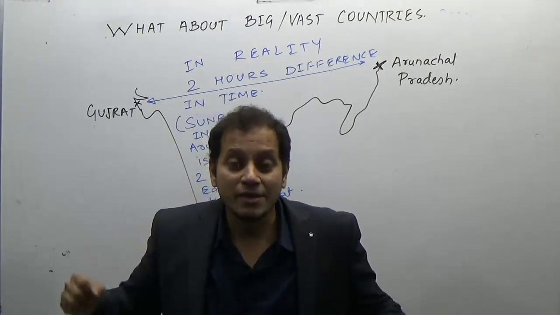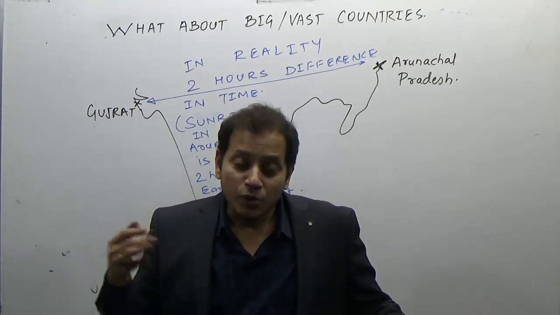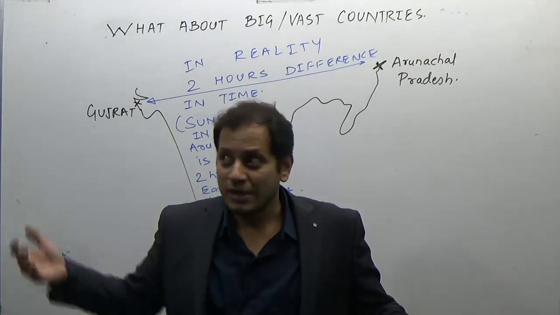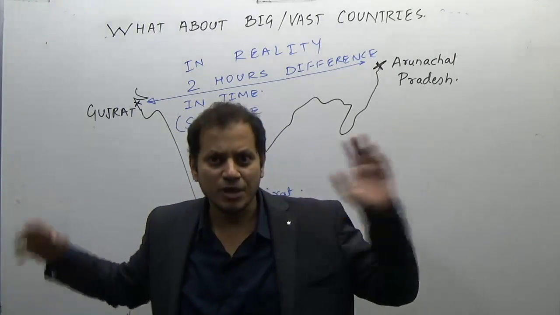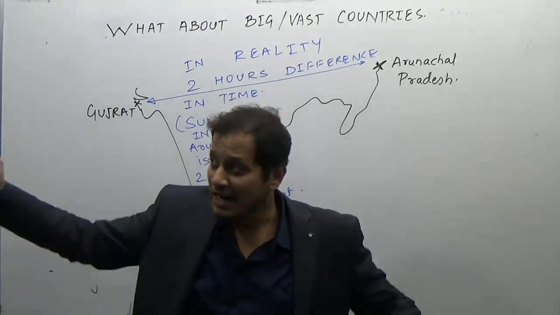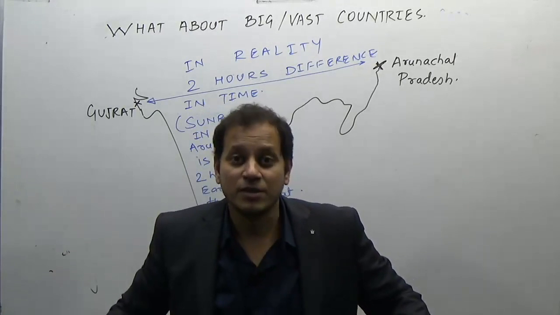There are many countries which are vaster than India. So, do such countries have different time zones? For example, Russia, you see how vast it is. India is just a small part compared to Russia. Brazil is vast, USA is vast. They cover an entire continent from east to west. Canada is a vast country.